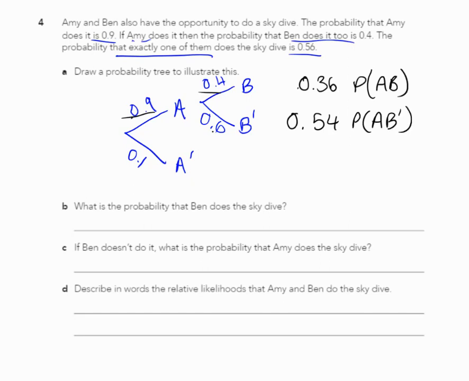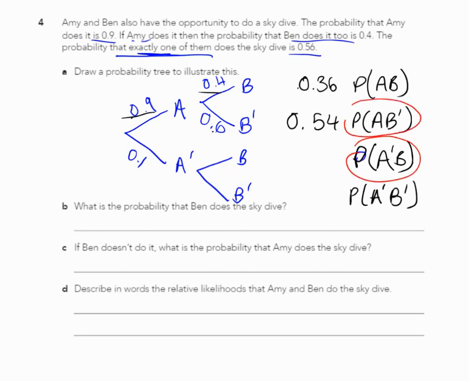Now we know that if we go back, we've also got Ben doing it and Ben not doing it if Amy doesn't do it. We know the probability that exactly one of them does it, so this I'll change to the probability that Amy doesn't do it but Ben does do it, and this is the probability that none of them do it. So the probability that exactly one of them does it is either this one or that one. We know the total probability is 0.56, so this probability here must be 0.02, because these two probabilities have to add up to 0.56.